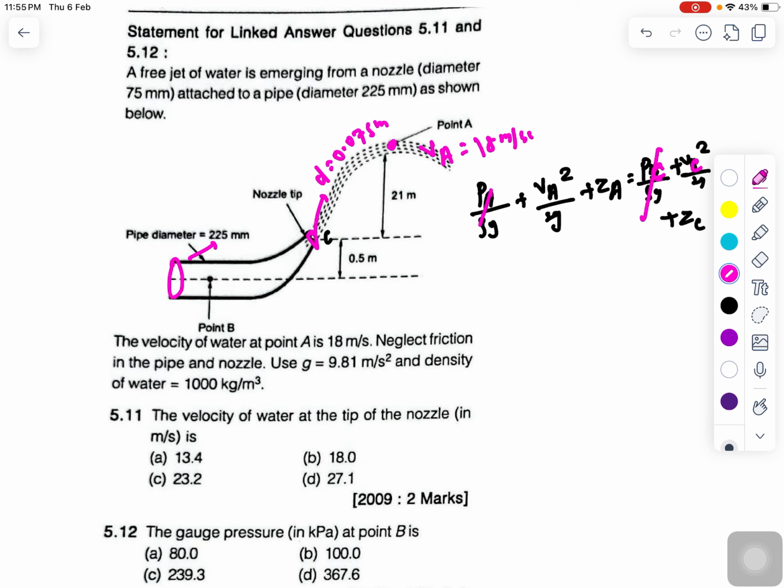So PC and PA by rho g will get cancelled because both of these ends are open to the atmosphere. And VA is given to you at this point, 18 square divided by 2 multiplied by 9.81, plus ZA minus ZC. So ZA is 18 and ZC is 0.5, so ZA minus ZC is equal to 21, I think. Yeah, 21. And that is equal to VC square by 2g, right? So once you calculate these things, let's try to calculate 2 multiplied by 9.81.